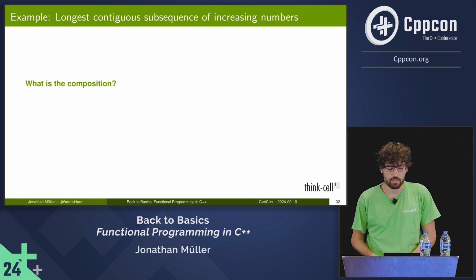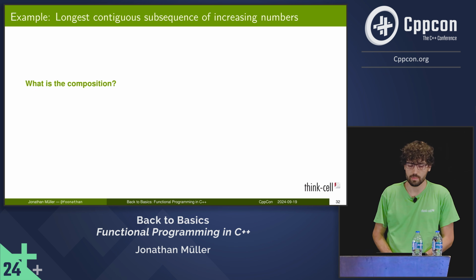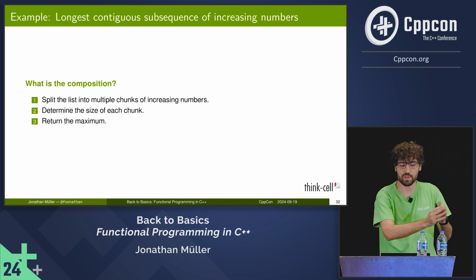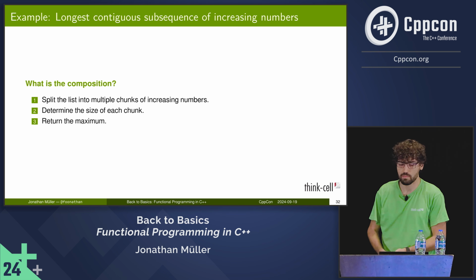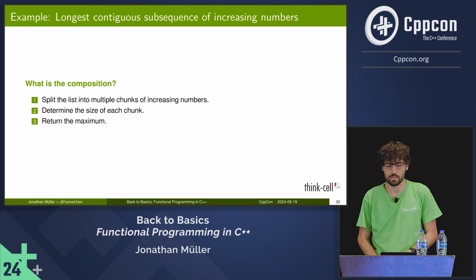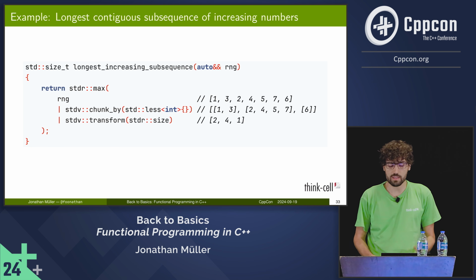And again, you probably know what's going on. What is the composition here? We first split the list into chunks of increasing numbers. Then we determine the size of each chunk, and then we return the maximum. In code, this looks like this.